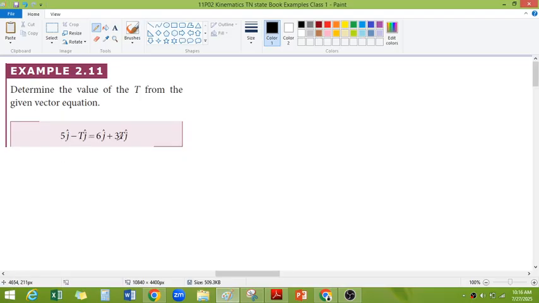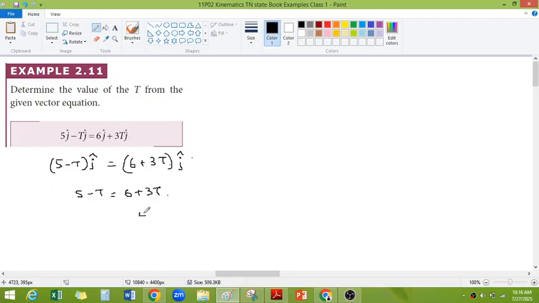So everything is in the j vector. That means you can simplify it as 5 minus t, and this will be 6 plus 3t. So 5 minus t into j is equal to 6 plus 3t into j. So that means this and this are equal. So 5 minus t is equal to 6 plus 3t.